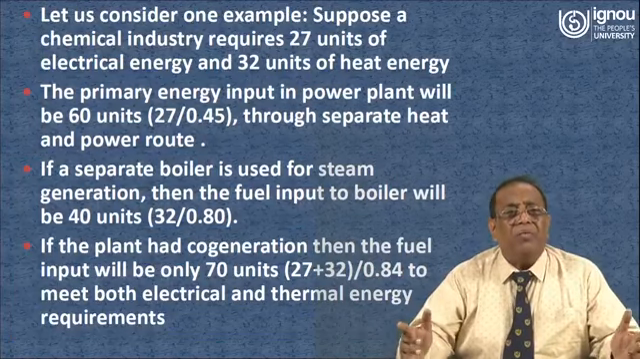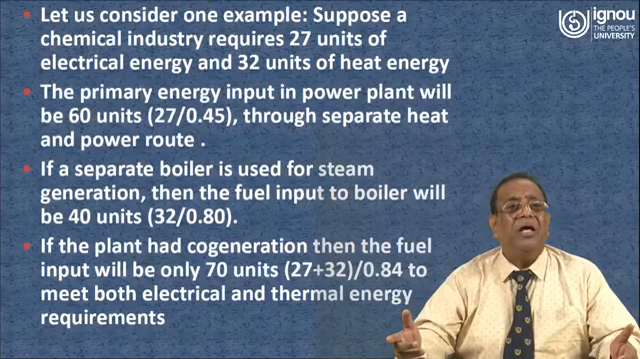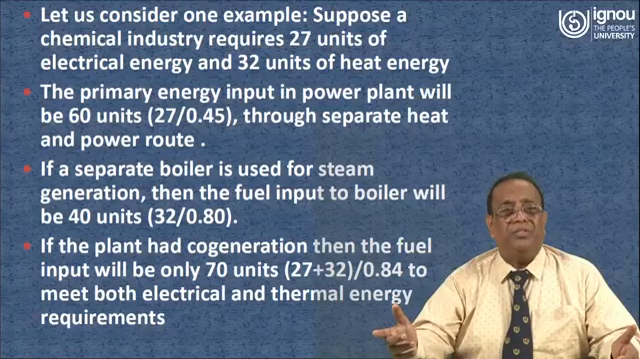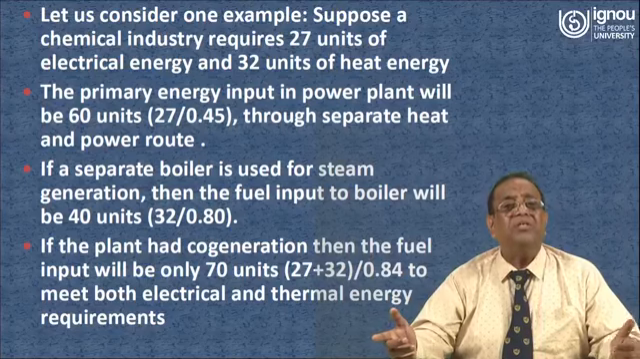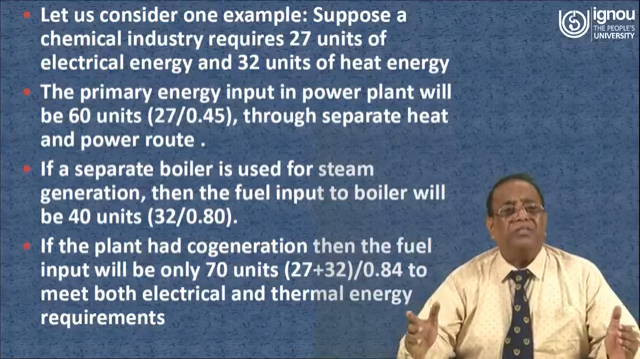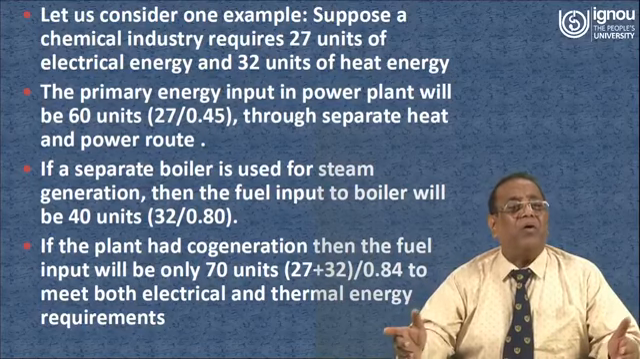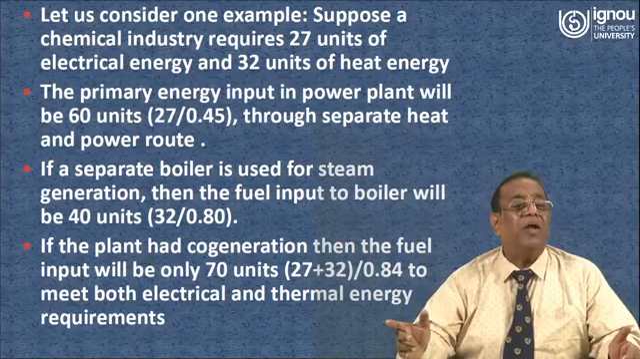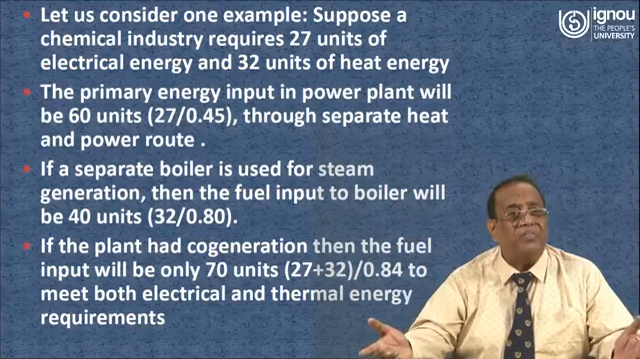Whatever we have discussed, I am repeating with one example. Suppose a chemical industry requires 27 units of electrical energy and 32 units of heat energy. The primary energy input in the power plant will be 60 units, as we discussed earlier. If 60 units is the input energy for the power plant and the power plant efficiency is 45%, the output will be 60 multiplied by 0.45, that comes out to be 27. That is our required electrical energy.